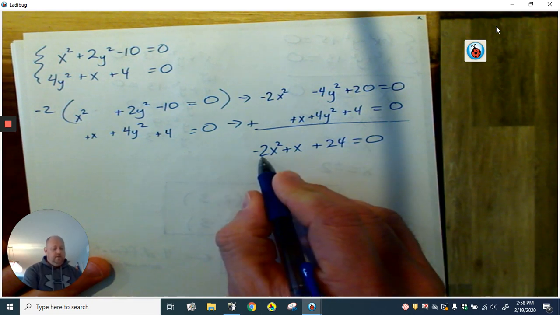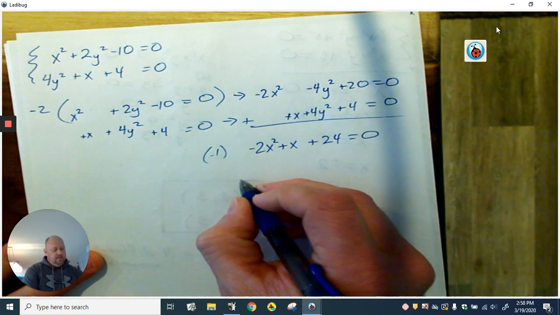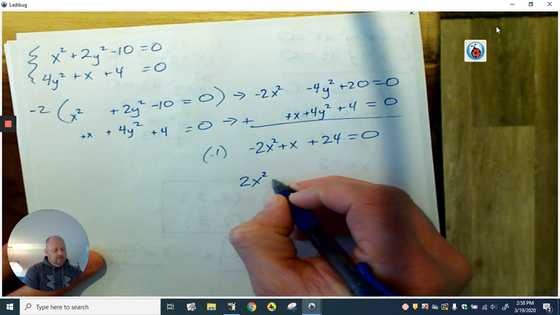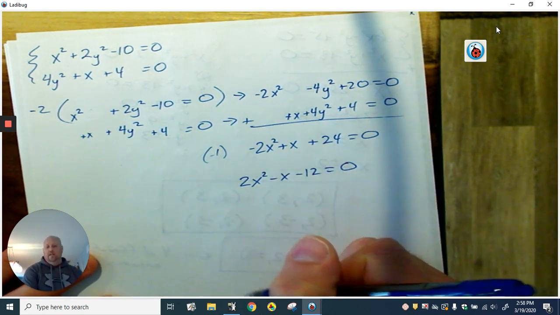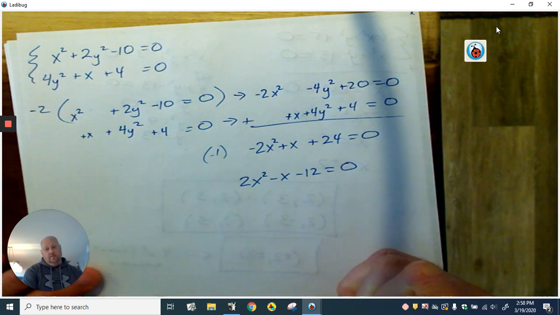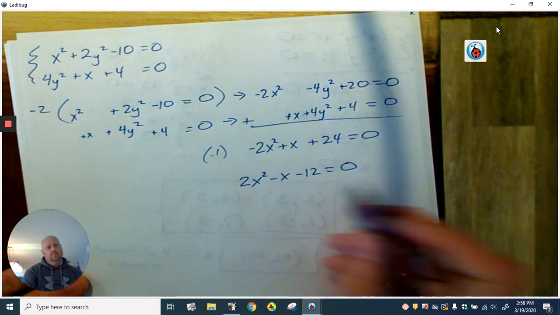This one we're going to want to factor. I, again, never like to factor with an a value that's negative, so I would multiply everything by -1 just to make that positive 2x squared minus x minus 12. Factor or quadratic formula. I know some of you guys don't like to do the factoring method. If you want to use the quadratic formula, it will work.